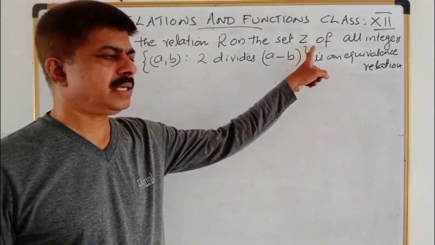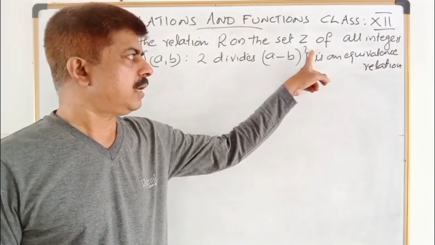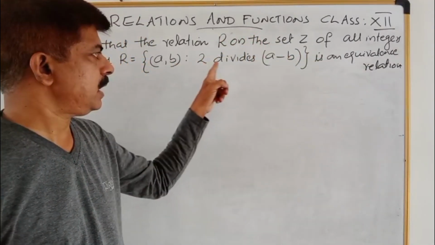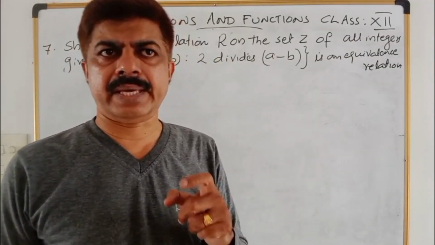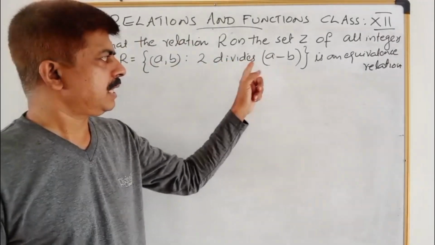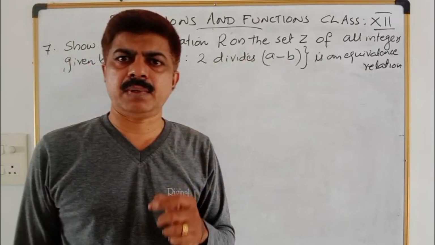We are given a set Z, all integers, positive, negative, all integers are to be taken. That is the given set. Then the relation is what? The ordered pair where 2 divides A minus B. When you choose an ordered pair, this relation should be satisfied, like 2 divides A minus B. A minus B must be divisible by 2.